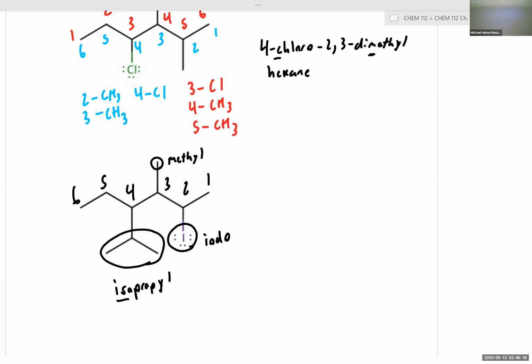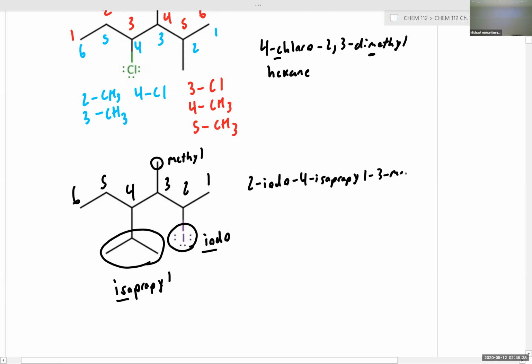Yep, so the iso prefix is considered in terms of alphabetical ordering. So if we compare iodo and isopropyl, the iodine is first alphabetically, so we name this as 2-iodo, 4-isopropyl, 3-methyl, and since we have 6 carbons, this would be hexane. Perfect.